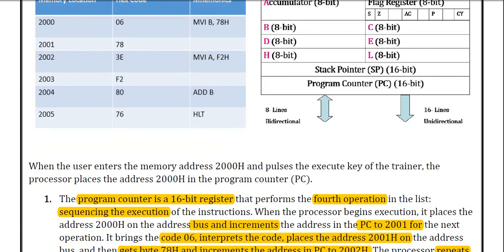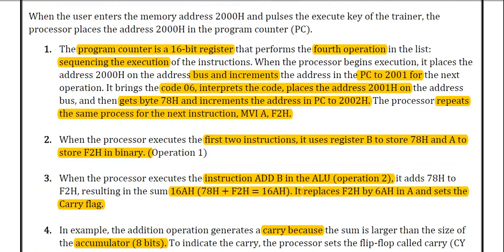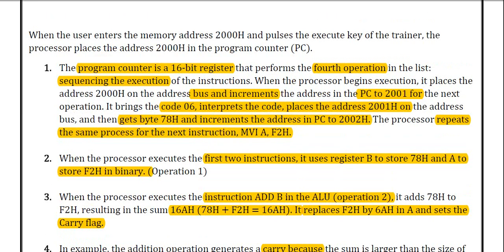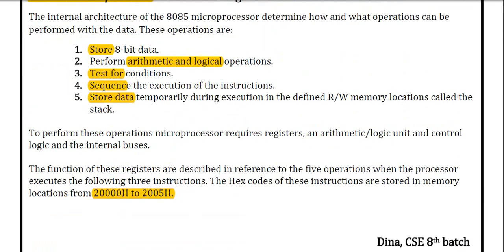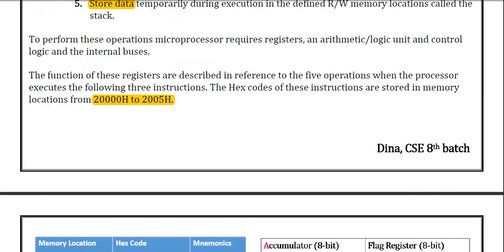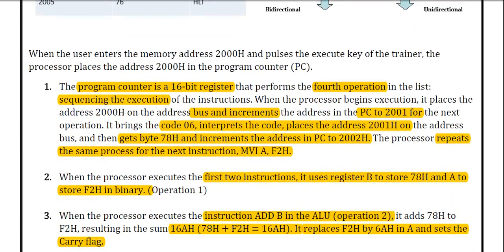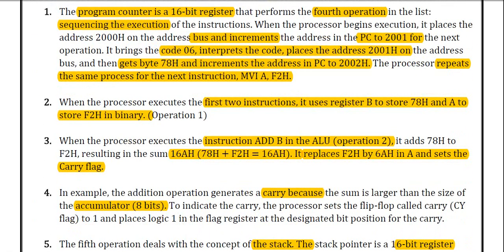Then when the processor executes the first two instructions, it uses register B to store 78 and A to store F2 hexadecimal, which is operation number 1. What was operation number 1? Operation number 1 is the storing section. That means the second instruction after sequencing will be the storing section. And now the third one.